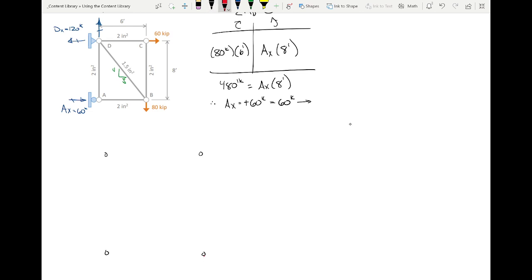Let's put our forces on here. That's 80, 60, 120, 80, 60. We'll sort of highlight our members. And we got a member like that.